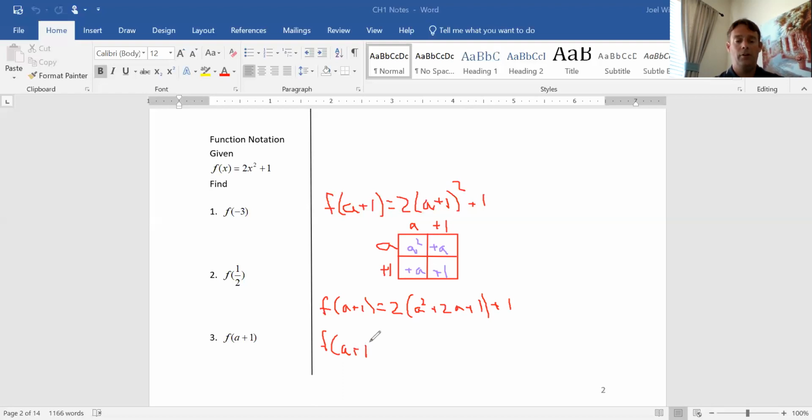And when we get all the way done, we will end up with 2a squared plus 4a plus 3. Two times 1 is 2, plus 1 is 3. And just for good measure, really make sure we got this. And to get the year started off right, here's one more for you guys to try.